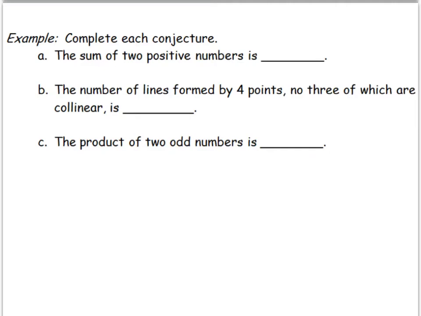So for the following example, what I want to do is complete each conjecture, meaning I want to use my inductive reasoning to figure out what I need to put in the blank to make this statement true. So I'm going to go through A, and then you're going to try B and C on your own. So A, the sum of two positive numbers is, well, let's think about that.